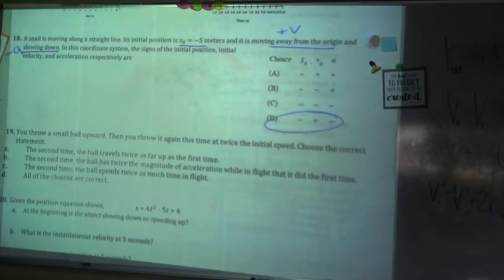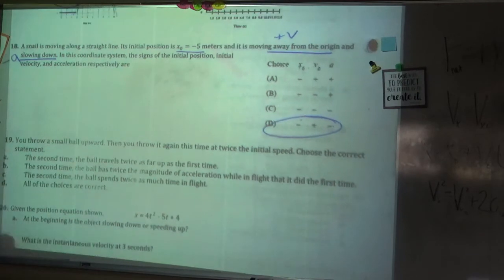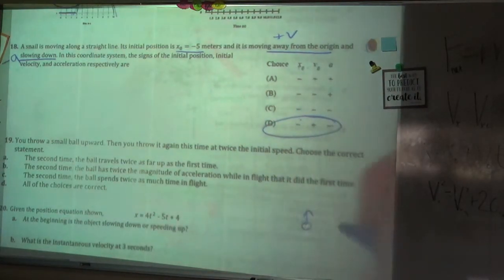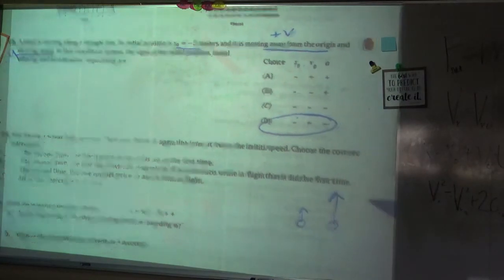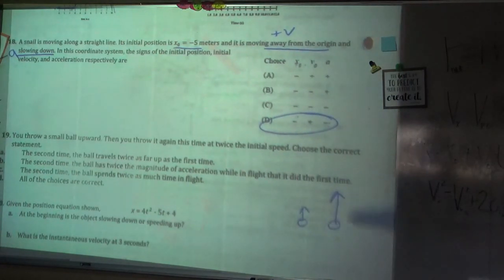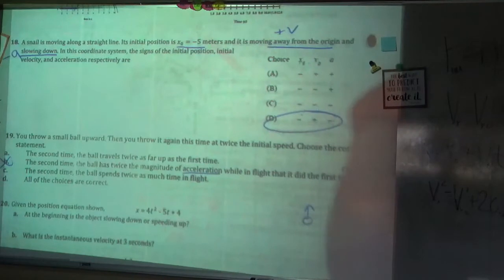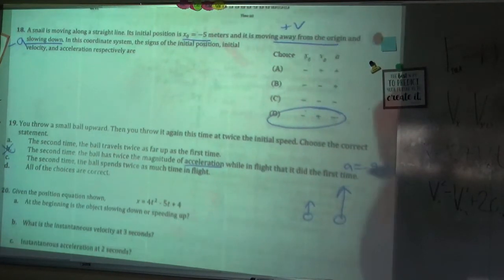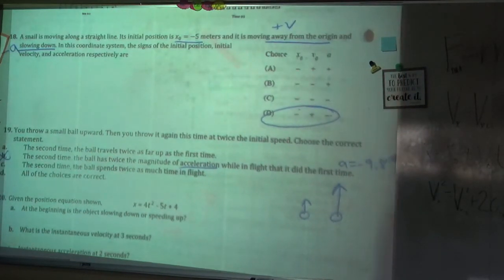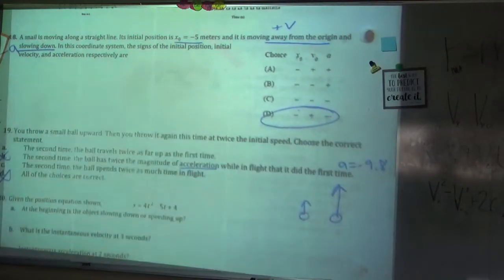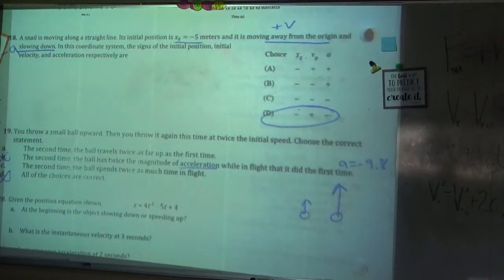19, if you throw a small ball upward, you throw it again at twice the speed, which correctly describes the change. So if I throw a small ball upward, and now I do it but twice the speed, it should take more time in the air, and it should also go farther. The acceleration should not change. So your acceleration is -9.8. Throwing it up faster doesn't make gravity stronger or less, so that doesn't make sense. So then you can also cross off D.